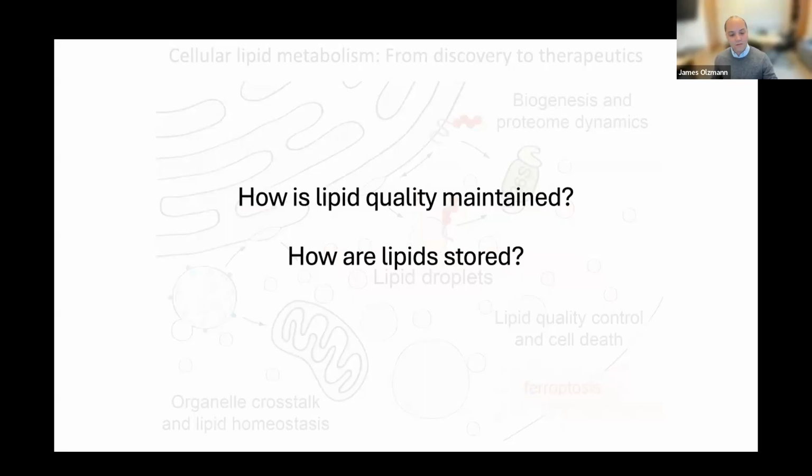And in the second portion of the talk, I'll switch gears to focus on the formation of lipid droplets. So how are lipids stored in lipid droplets? And I'll focus on some of our recent genetic screens, looking at ER neutral lipid flux and the regulation of lipid droplets, as well as some surprises that have come out of these genetic screens that were not anticipated.